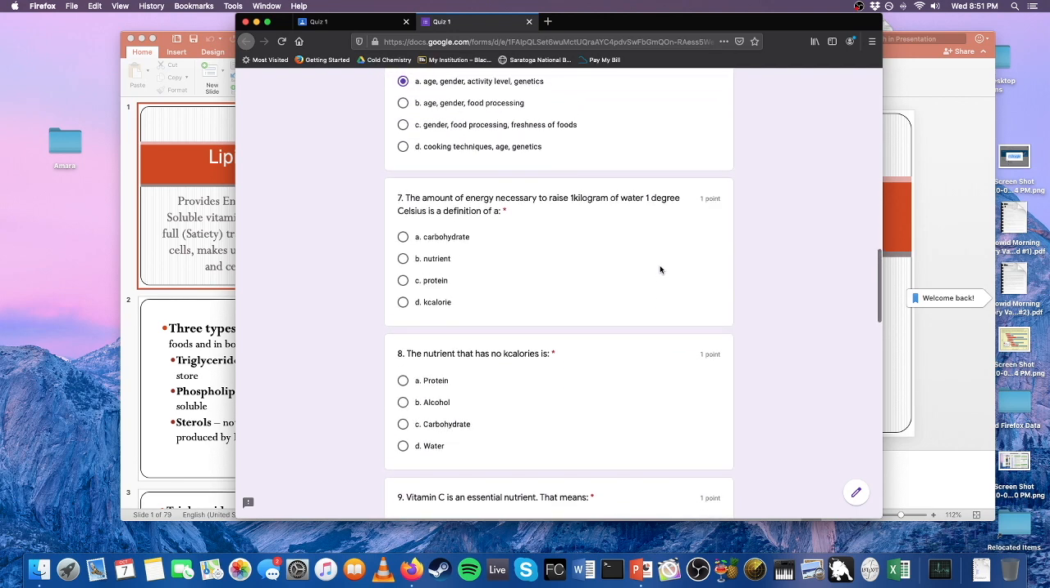Question 7. The amount of energy necessary to raise 1 kilogram of water 1 degree Celsius is the definition of a kilocalorie. A calorie being the amount of energy required to raise 1 gram of water 1 degree Celsius. 1,000 times that would be a kilogram, a kilocalorie.